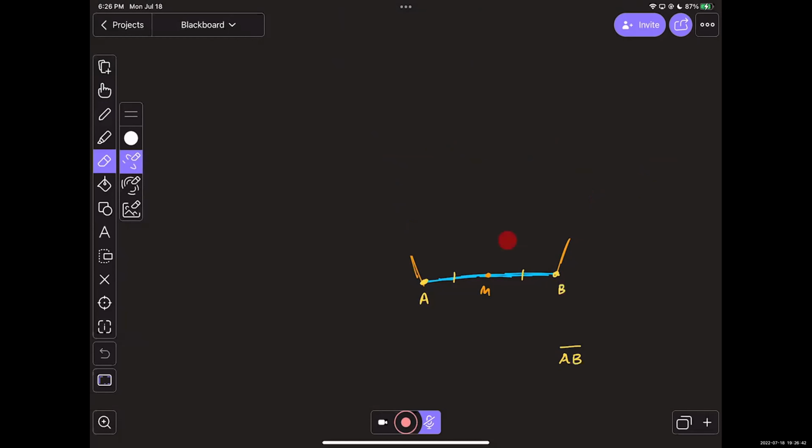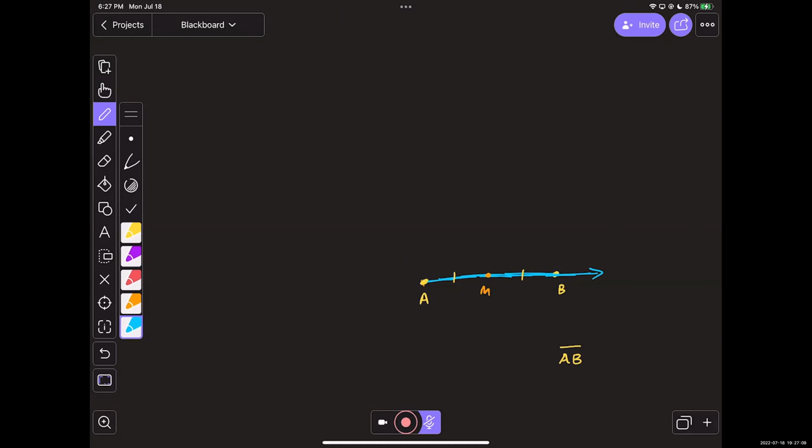So let's simplify this a little bit. Let's go back down to just A, B here. So what if you wanted to keep going? What if you didn't want to stop? In geometry, if you continue past B, this is what's called a ray. A ray is kind of like a line segment, except it continues on infinitely in one direction.